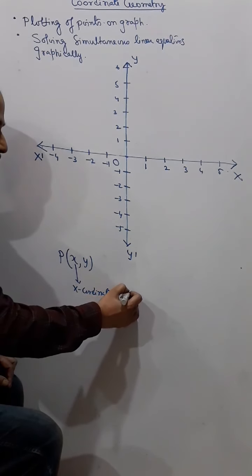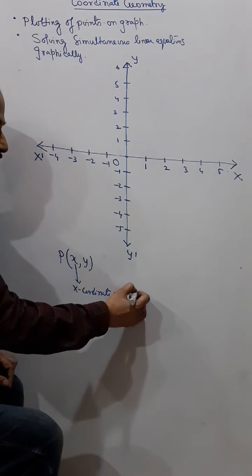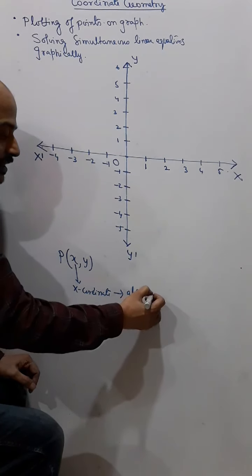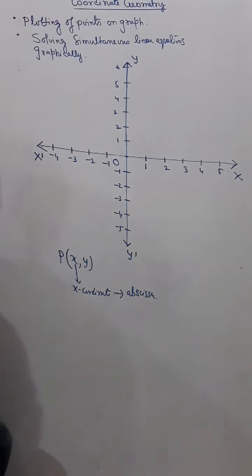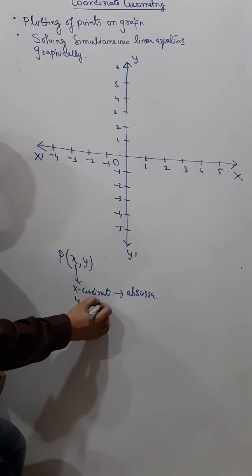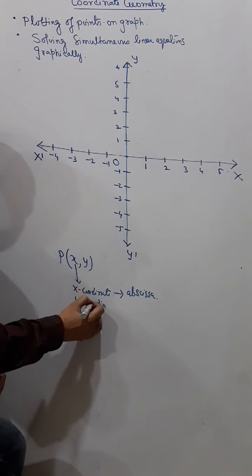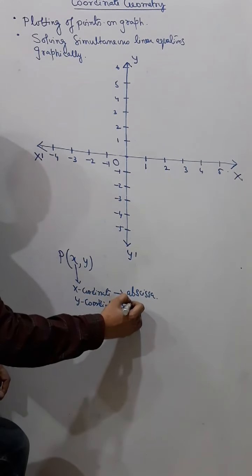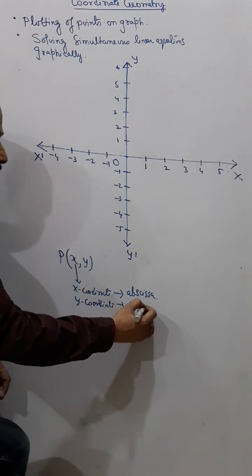X coordinate is actually sometimes known as abscissa. This is a Latin word. And y coordinate is known as ordinate.